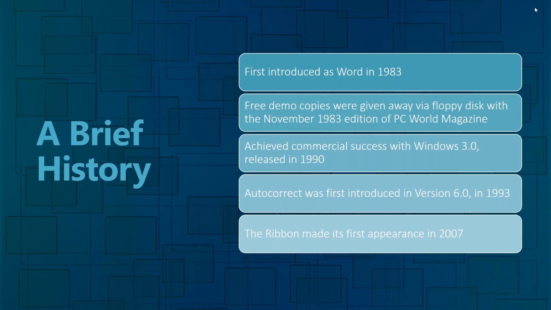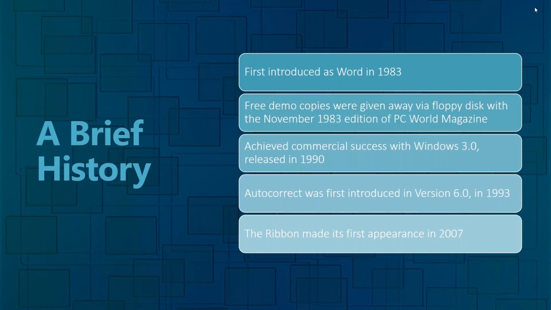It's kind of cool that the first free demo copies were given away via floppy disk, the big, square, thin floppies, not the small, firm ones, but the old 5-inch floppies. They gave them away at the November 1983 edition of PC World magazine, and that was one of the first times that free software was ever given away that way. Anybody who had magazine subscriptions, even into the mid-2000s, probably remembers that those software giveaways continued to happen for quite some time.